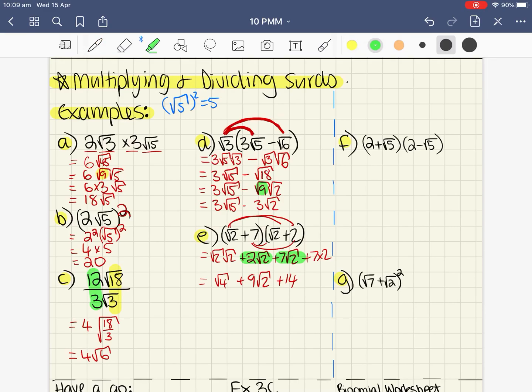I notice here that I've got a root 4, so we're going to have to evaluate that. 2 plus 9 root 2 plus 14. And we can add that 2 and that 14 together to get 16 plus 9 root 2 as my answer.